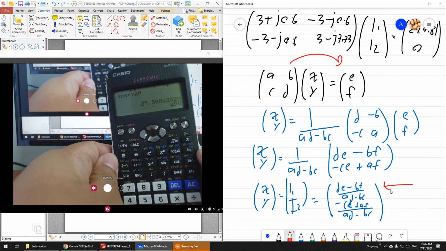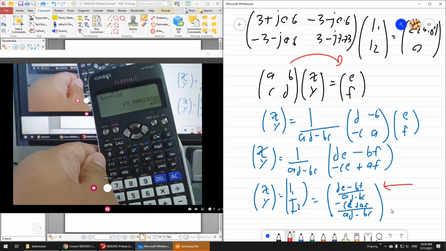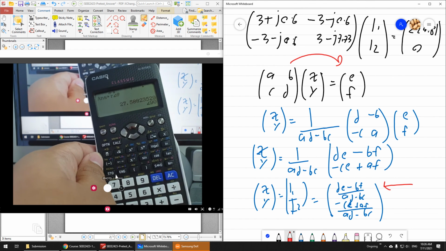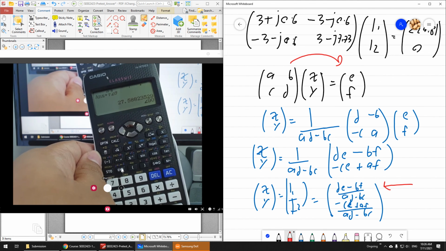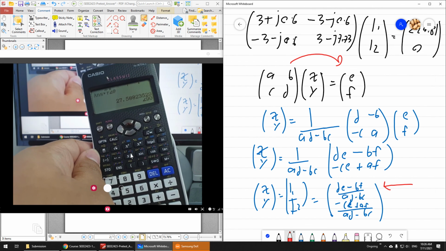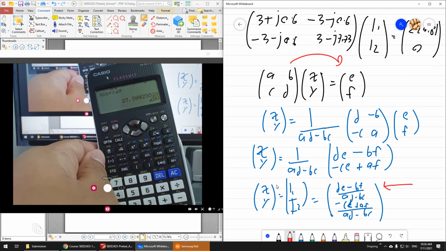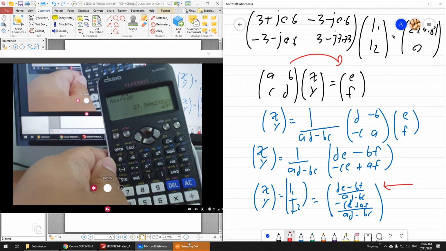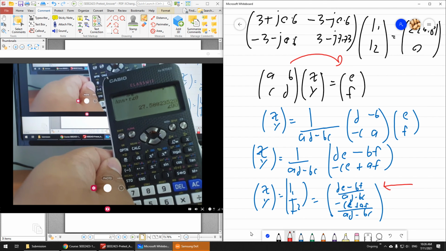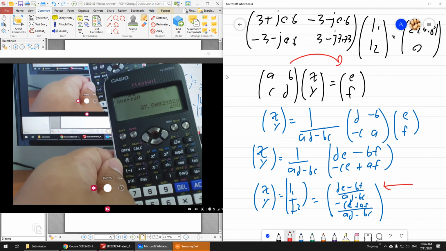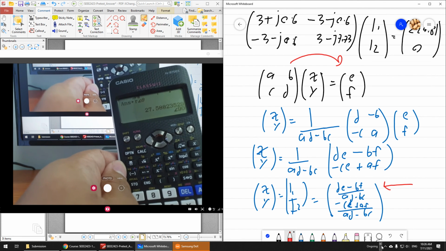So I suggest you use this technique, which is called the store function. You store in A, B, C, D, E and F, and then you just insert the formula you derived here directly. Okay, that's it. Make sure you are careful with the complex simultaneous equation. Okay, thank you.